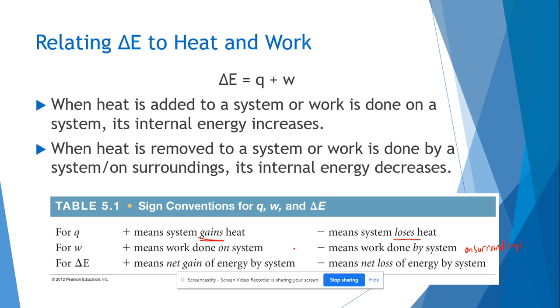Both of these values are going to affect my delta E. If I get an overall delta E that is positive, it means that my system gained energy. And if I get a negative value for my delta E, that means my system has lost energy. Over here, I summarized it in sentence form. Whenever heat is added to the system or work is done on the system, my internal energy typically increases. Whenever heat is removed from the system or work is done by the system, or on the surroundings, my internal energy tends to decrease.